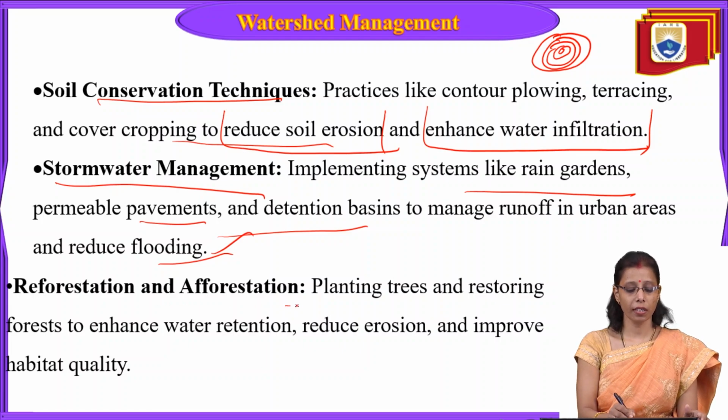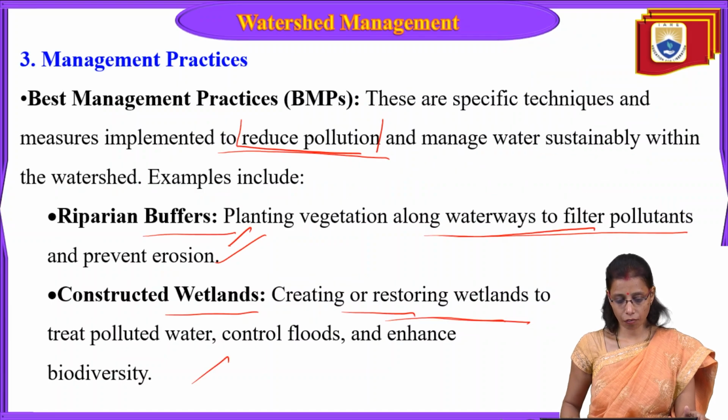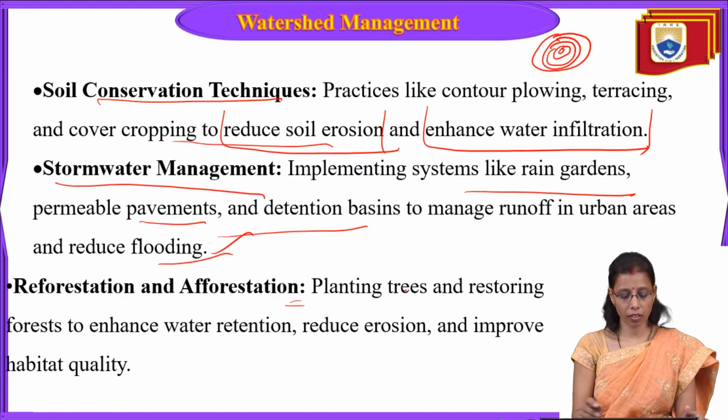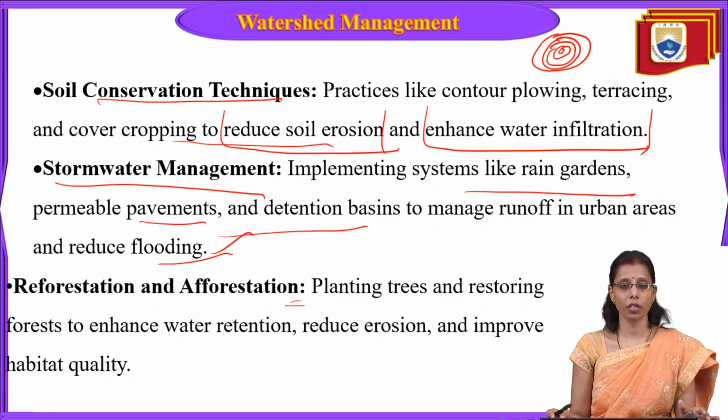Now, reforestation and afforestation are also among the most important management practices. What are reforestation and afforestation? We have already studied deforestation, which is the cutting of trees. The reverse of that is afforestation, or planting of trees, which we can also call reforestation. Planting trees and restoring forest areas helps retention, reduces erosion, and improves the habitat of that region.